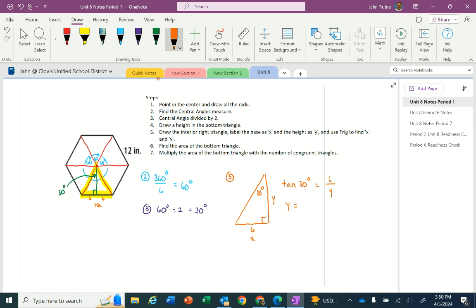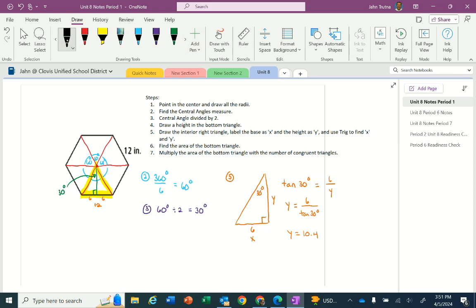Now, when Y is in the denominator of the fraction of the equation that you write, to get your answer for Y, you divide the two numbers. So to get your answer, you're going to go 6 divided by tan 30. And when you divide, you always divide by the tan or the sine or the cosine part. Okay? Use your calculator. Divide it out. 6 divided by tan 30. Type it in. Round your decimal to the first decimal spot. You get Y is equal to 10.4. Okay? So my height is 10.4. My base of my right triangle is 6. Okay? And we're done with step 5.